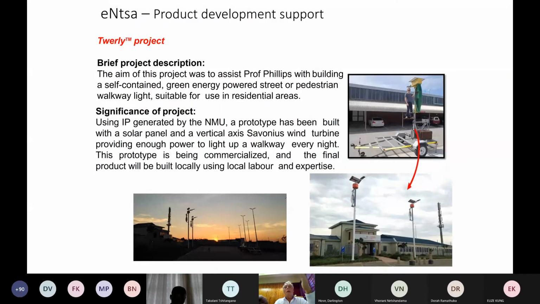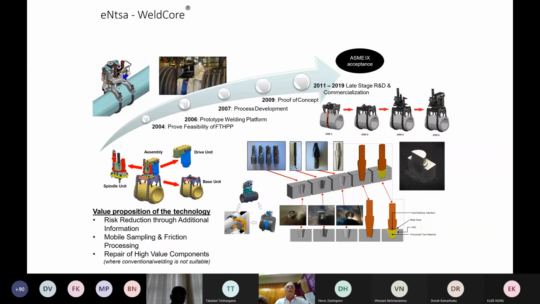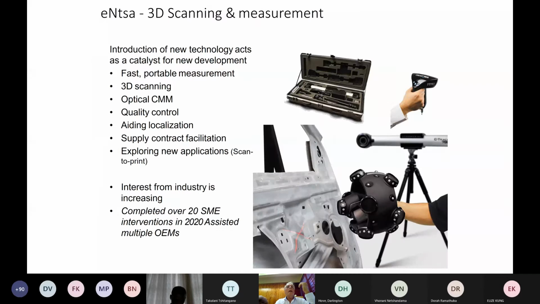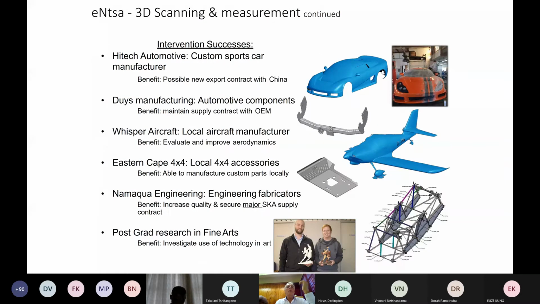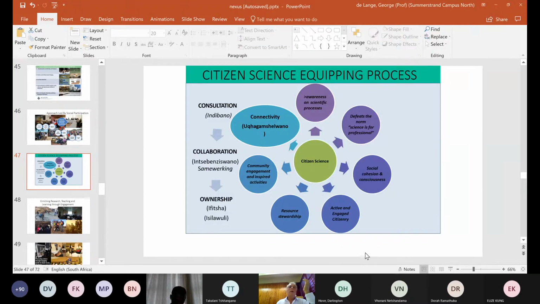And then they are moving into the rural areas as well with these twirly lights, basically working on alternative energy. This is an indication of the technologies that they've developed, and I'm not going to go any further. They are also busy looking at different aircraft, developing aircraft wings on campus. And these are the different people that they are working with. I'm going to stop there, and if there are any questions, I'll try and answer them.